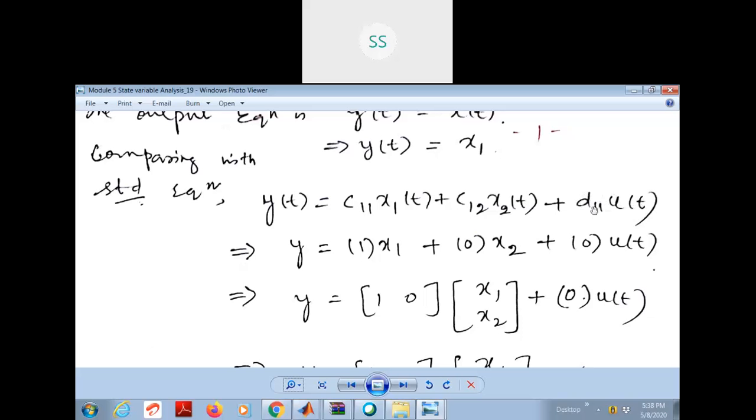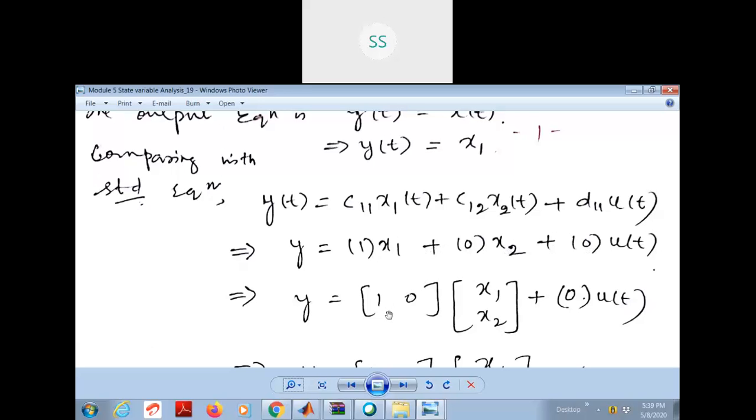So now I'll rewrite the above equation in this form. y of t equal to 1 into x1, because here the coefficient is 1, plus 0 into x2, since C12 is 0 because there is no x2 term in this equation, plus 0 into u of t. Once this conversion is over, now we can write the matrices C and D.